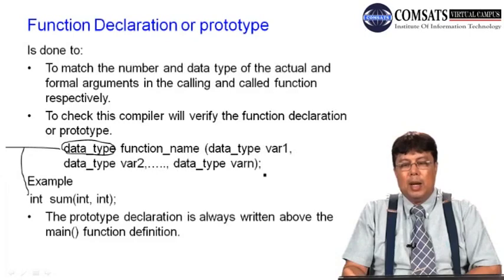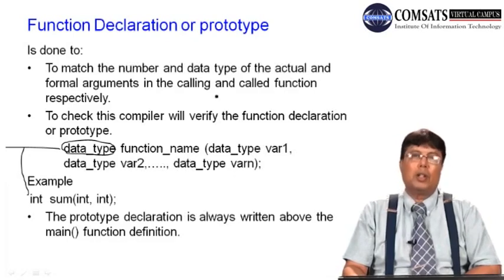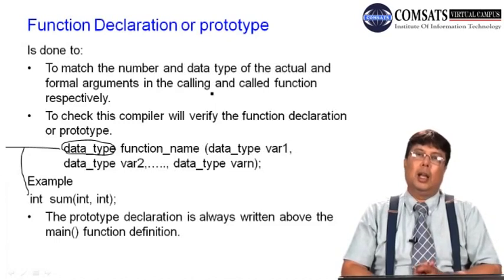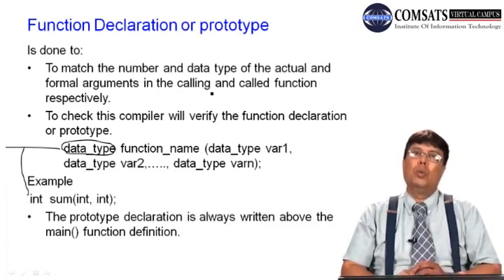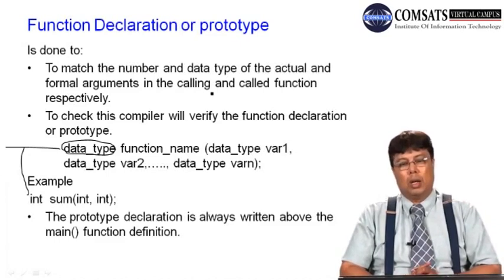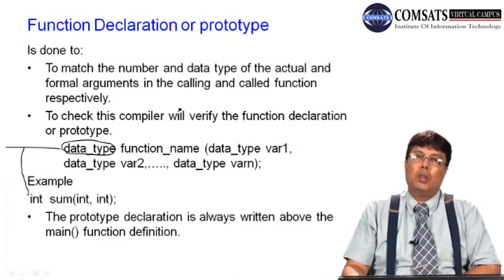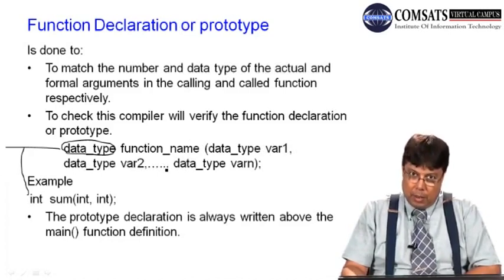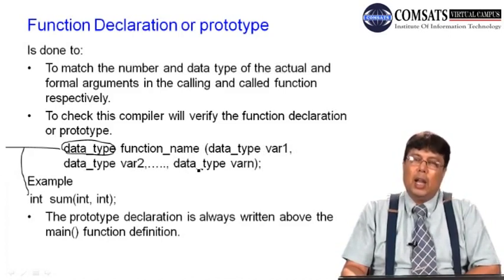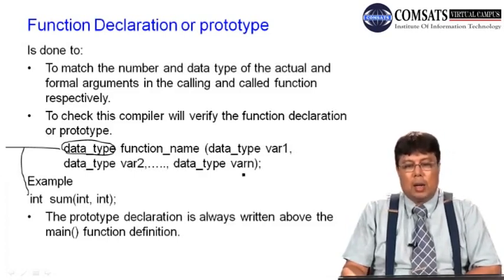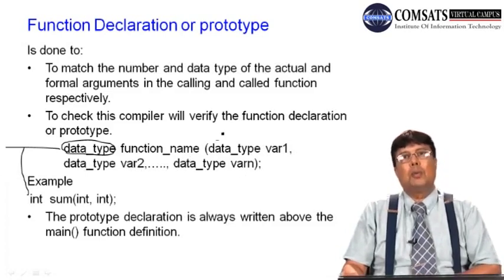So to match the number and data type of the actual and formal arguments in the calling and the called function respectively. मैंने आपको कहा था 3 चीजें आर्गुमेंट्स के लिए आपको याद रखनी है. नंबर 1 उसकी टाइप, नंबर 2 उसका नाम एंड नंबर 3 उसका ऑर्डर. Okay, so when you declare a prototype, you define their order, the type of the variable, and the name of the variable, and you declare the order of the variable. ये तीनों चीजें define करते हैं. To check this, compiler will verify the function declaration prototype.